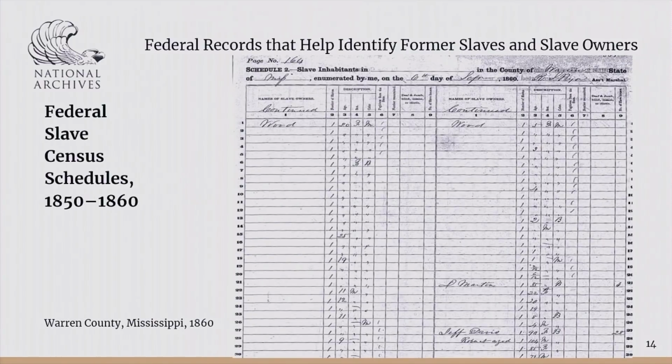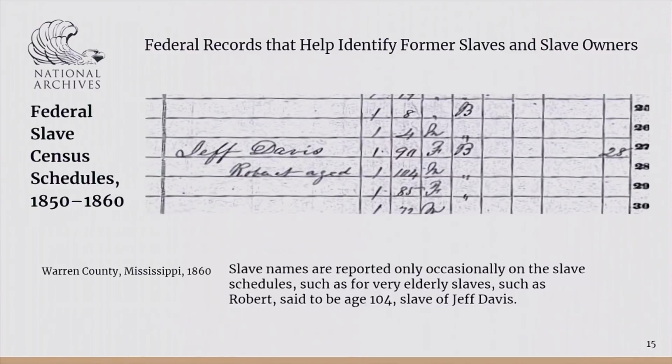So this is part of a page from the 1860 slave schedule for Warren County, Mississippi, with Jeff Davis, who became president of the Confederacy, down at the lower right. And I'm going to enlarge this here to show you that on occasion you do get a slave name. Here we have Robert, who is 104, and I guess that's why the enumerator provided his name, because he was very old. But that's not typical. At the far right, you see that there were 28 slave houses on Jefferson Davis's property, and his list of slaves goes on for a couple pages, so he was a very wealthy man.